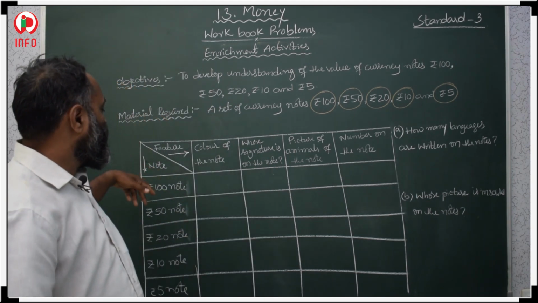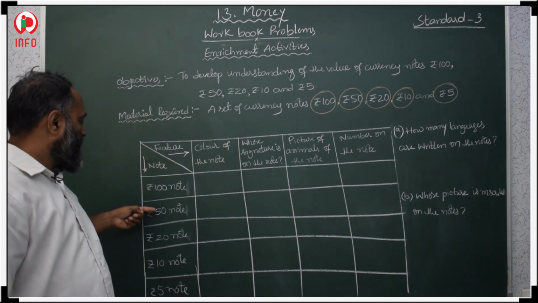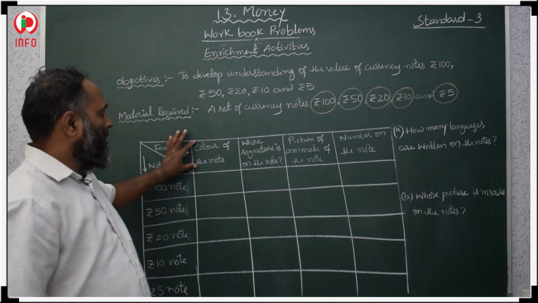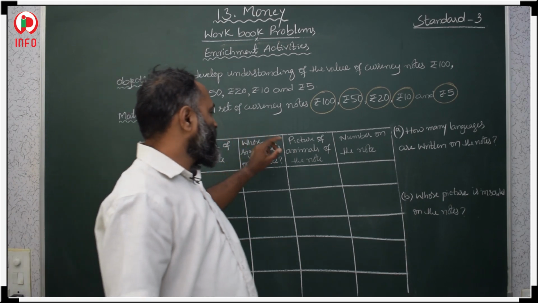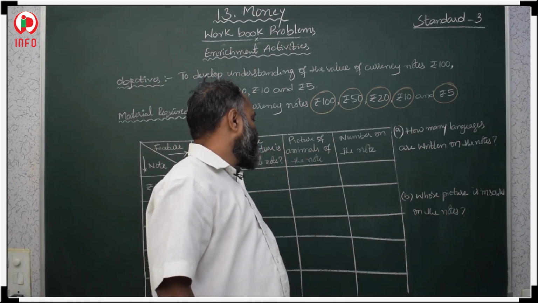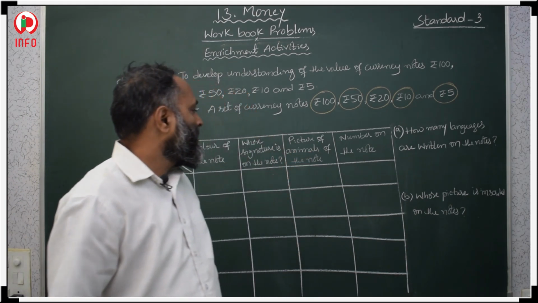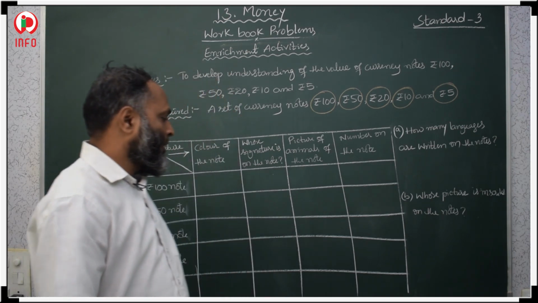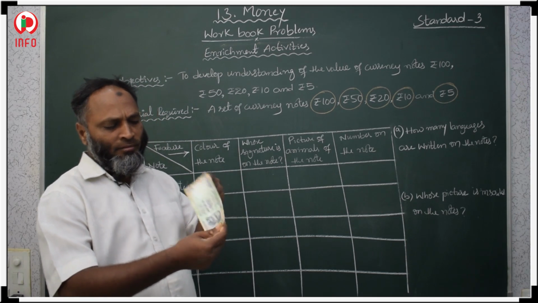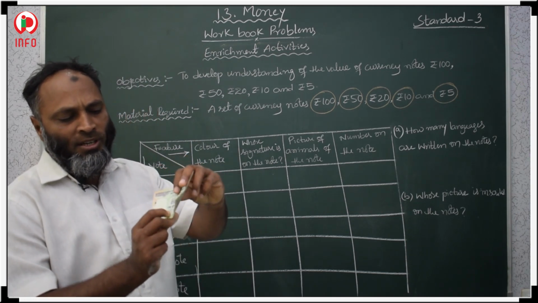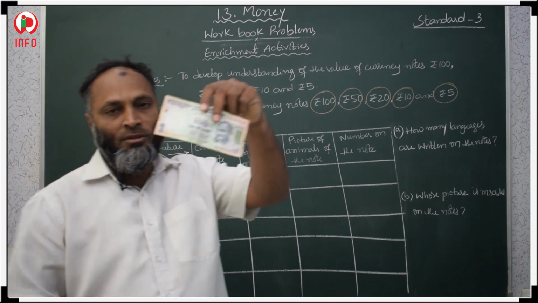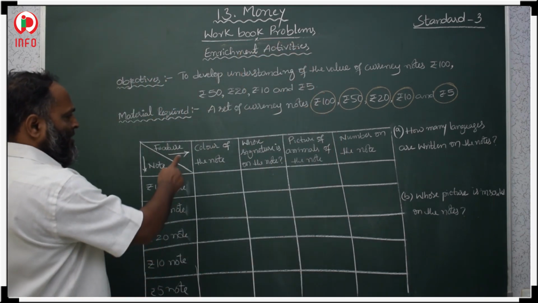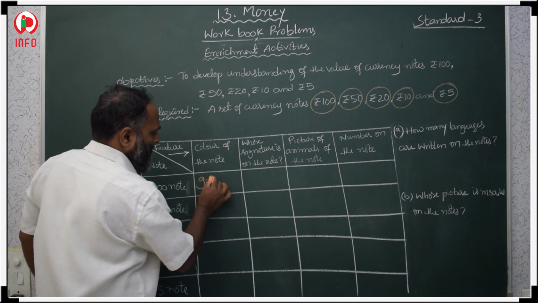Here, in the table he has given: 100 rupee note, 50 rupee note, 20 rupee note, 10 rupee note and 5 rupee note. Color of the note, whose signature is there, picture of animals on the note, number on the note. Suppose this is a 100 rupee note. What is the color of this note? You know, 100 rupee note is green in color. So color of the note, green.